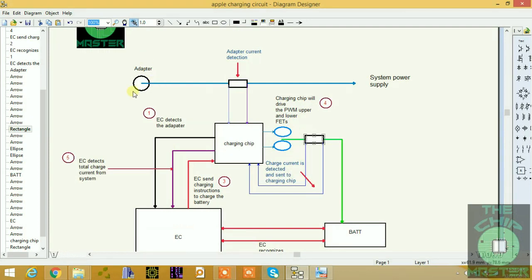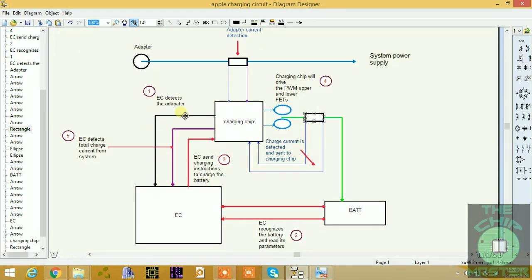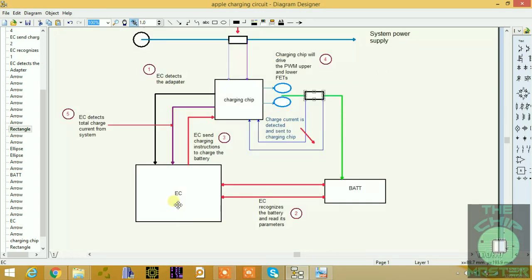First, when you plug in the adapter, it goes through your current sensing. This is your current detection, or what we call the current sensing resistors. The first step is that the EC must detect the adapter, the presence of the charger. This is a signal that is released from the charging IC, and this is known as your AC in signal. In some boards this signal will be high, in some boards the signal will be low, depending on the manufacturer of the board. This is going directly to the EC.